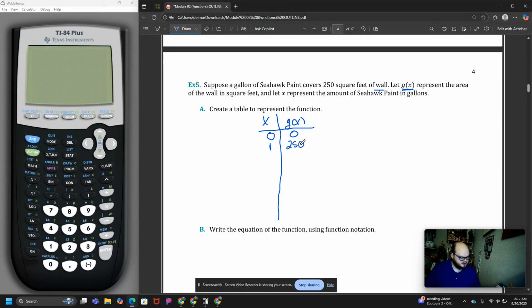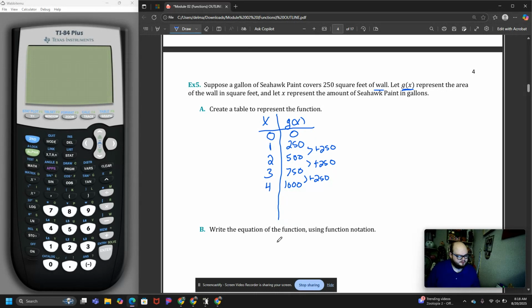So let's think. If I had 2 gallons, I'd need another 250 square feet of wall painted. So that makes 500. So I've added 250. If I've got 3, another 250 square feet are covered, so I'm going to add 250 again. And let's just do one more for good measure. So I've covered another 250 feet, so that becomes 1,000 square feet that are covered.